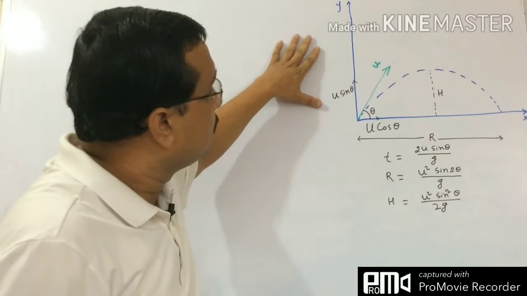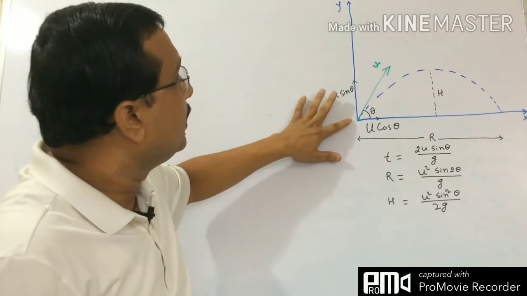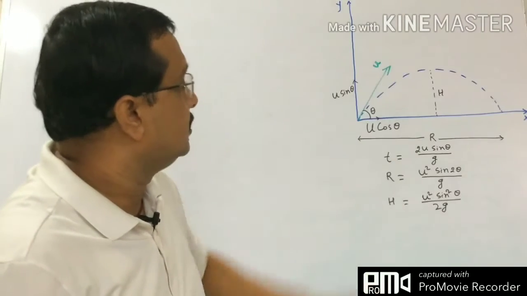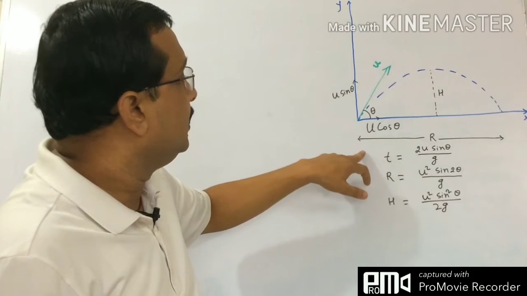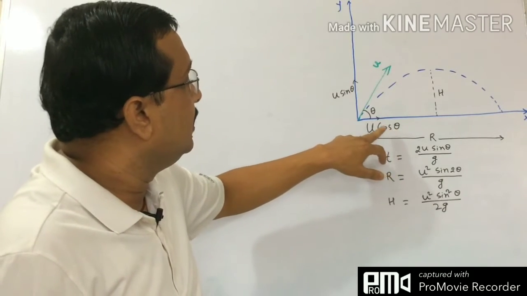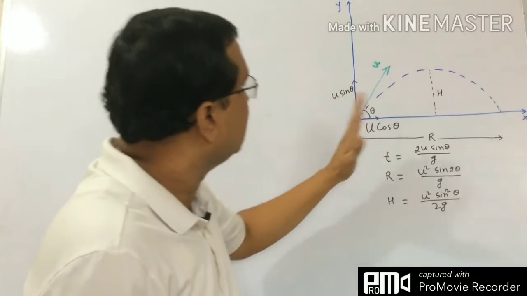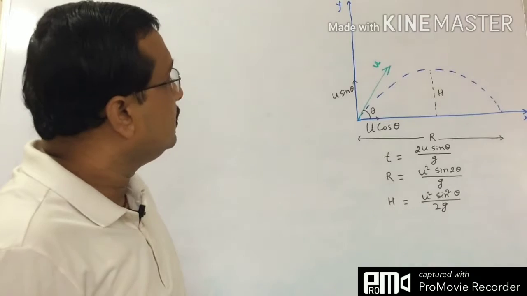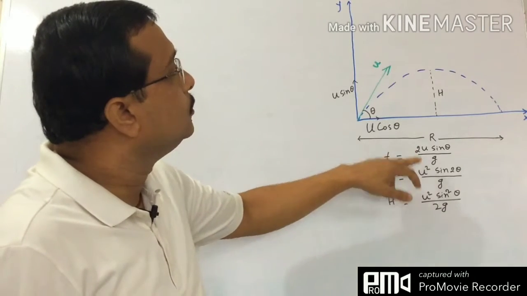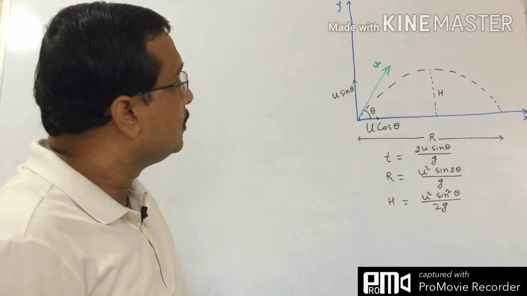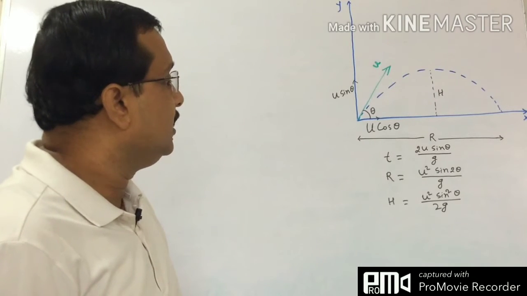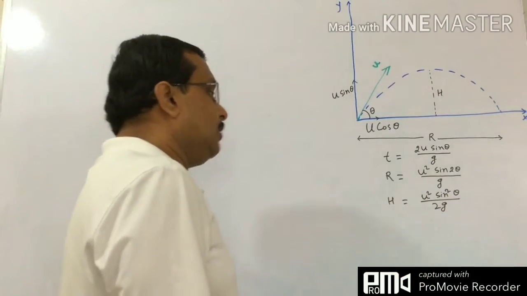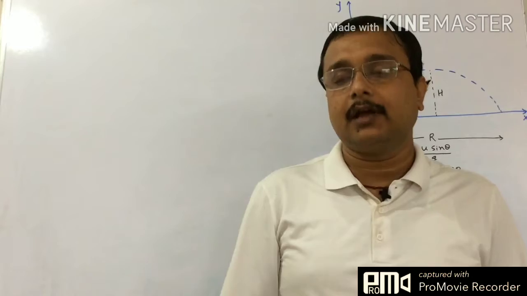This is the diagram of the projectile motion. Near the earth's surface a particle is thrown with an initial velocity of magnitude u, making an angle theta with the horizontal. So the velocity has two components: u cos theta in the horizontal x direction, and u sin theta in the vertical direction. The time of flight T is 2u sin theta upon g, R equals u squared sin 2 theta upon g, and H equals u squared sin squared theta upon 2g. We have already derived these equations.